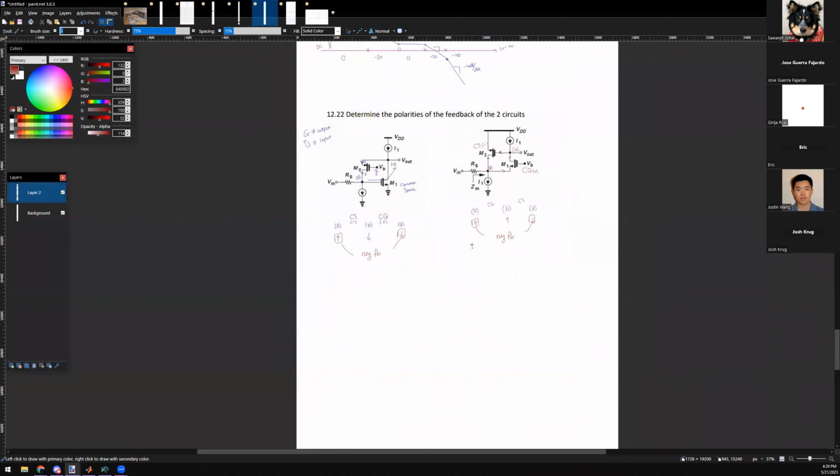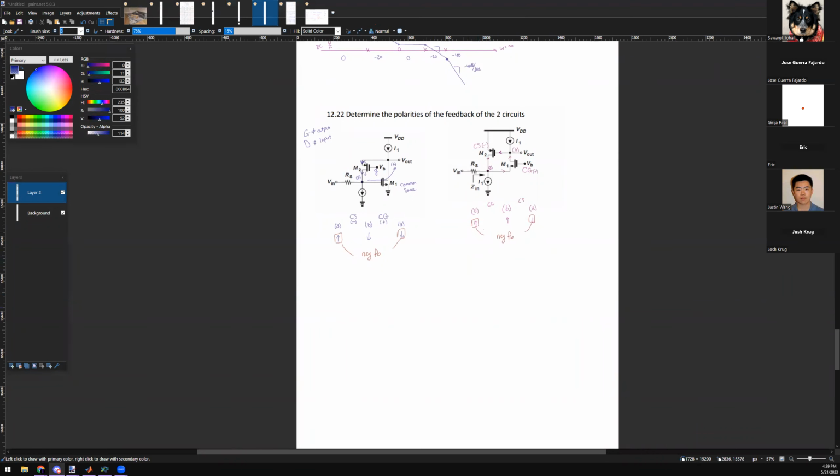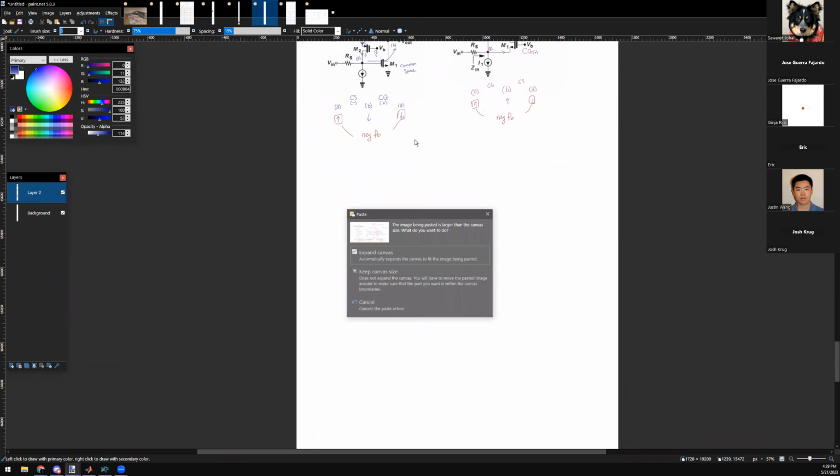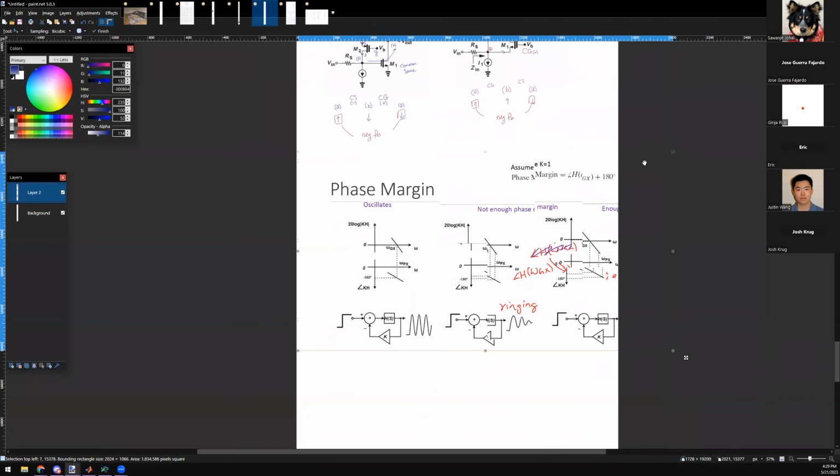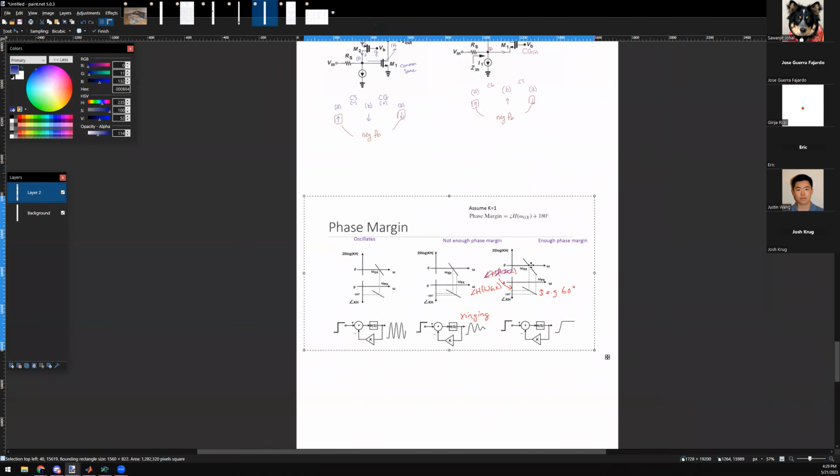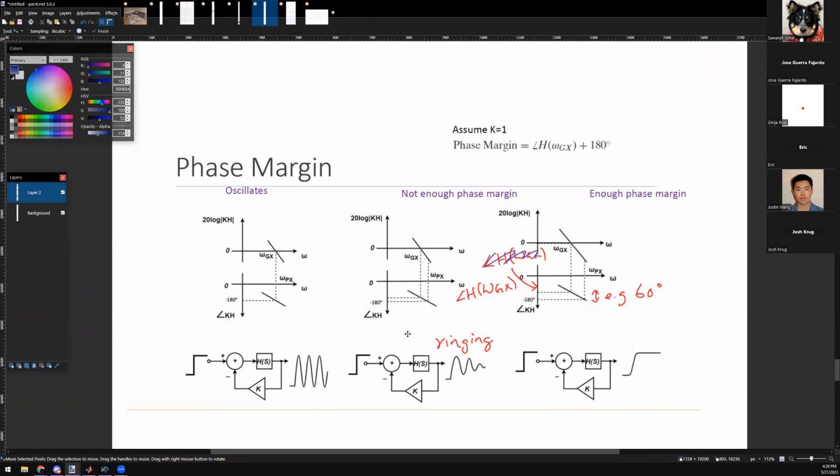I want to talk about the phase margin and crossover frequency. This is going back to control theory. But yes, this is phase margin. You need some phase margin.